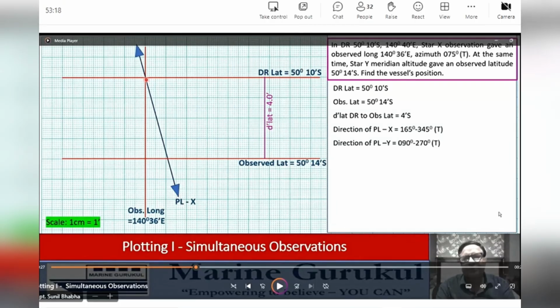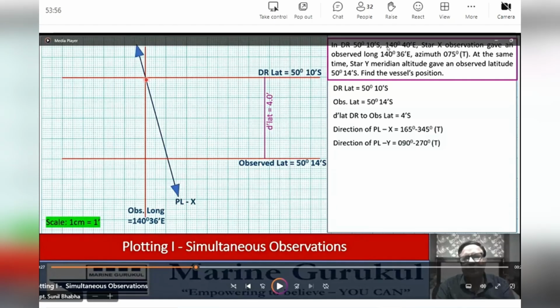Now, tell me, beta, the longitude by chronometer PL, it passes from a reference point. What is that reference point, beta? For long by chron, the reference point will be DR lat and observed long. Right. So we have shown only the items which are required to plot the PL. We have shown the DR lat, 50 degree 10 minutes south, and we have plotted the observed longitude also, 140.36 east. That is exactly from where the long by chron PL is passing.